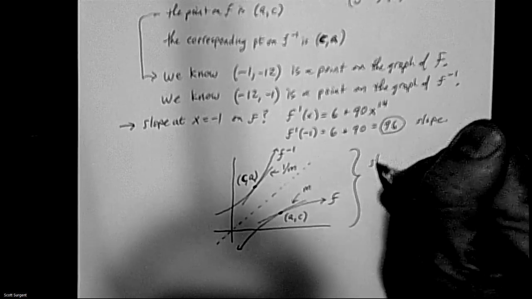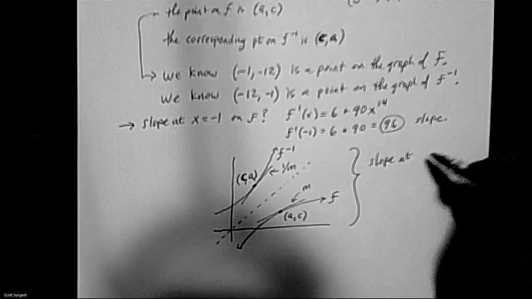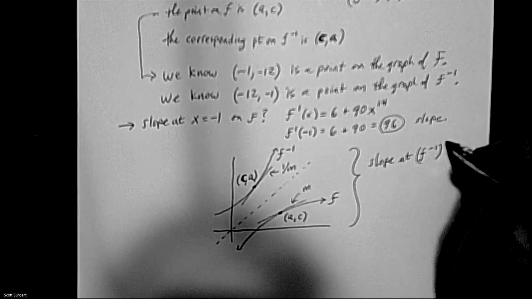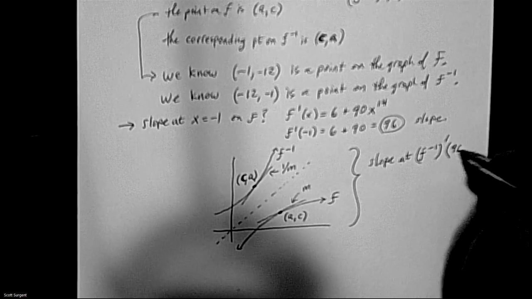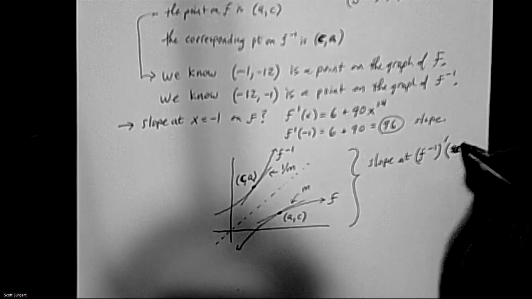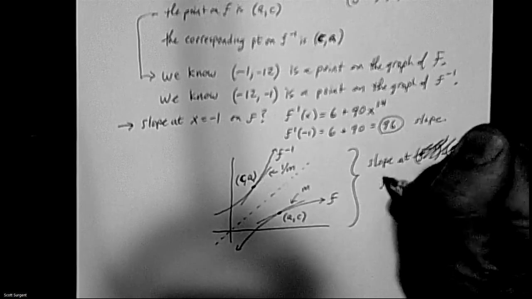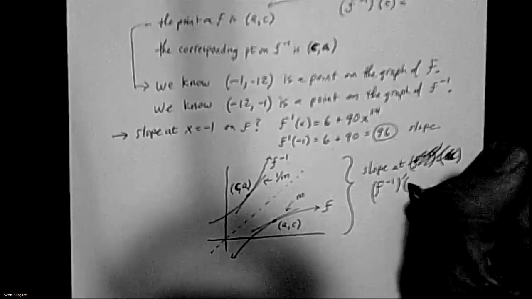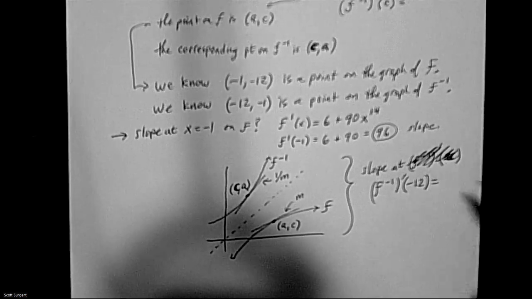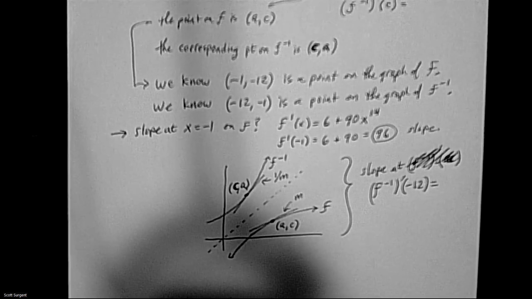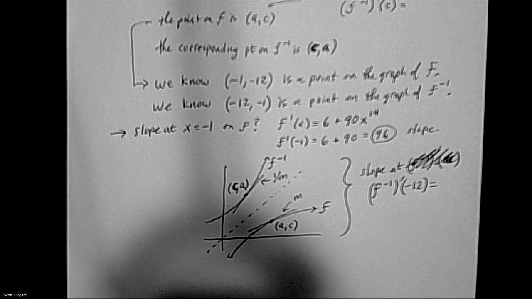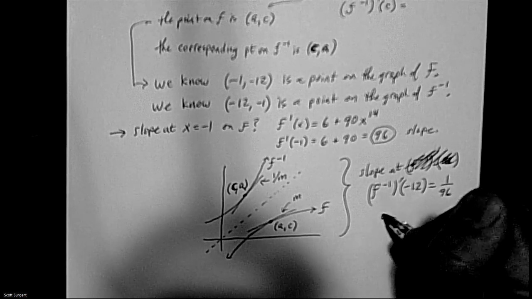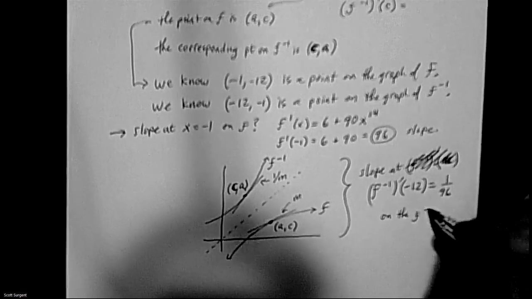So the slope at, I should say, f inverse prime at 96. I'm sorry, my bad, not 96. Let me just rewrite that. It's f inverse prime at -12. So -12 gets swapped in now. Well, we already know that the slope is 96 on the f graph, so it's just going to be 1 over 96 on the f inverse graph.